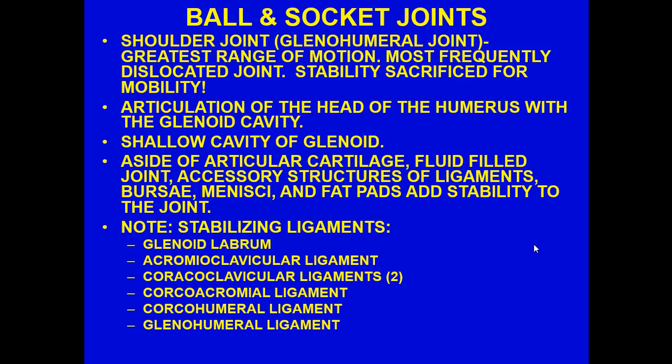The articulation of the head of the humerus with the glenoid cavity, as a result, you have a shallow cavity in the glenoid. Aside from the articular cartilage and the fluid-filled joints, you have accessory structures of ligaments, bursae, menisci, and fat pads, which enhance the stability of the joint. The stabilizing ligaments include the glenoid labrum, the acromioclavicular ligaments. You have two coracoclavicular ligaments. You have also the coracoacromial ligament, the coracohumeral ligament, and the glenohumeral ligament.